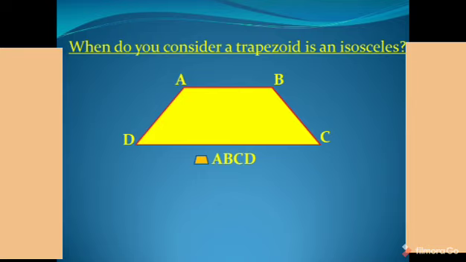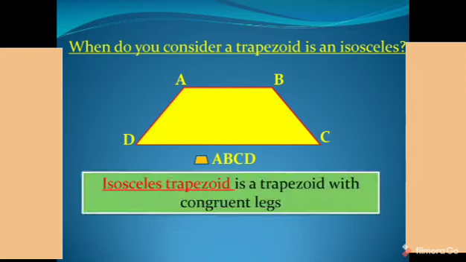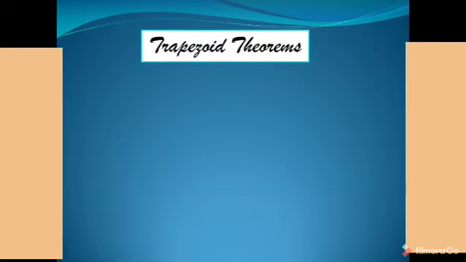Now, when do you consider a trapezoid an isosceles trapezoid? Look at our trapezoid ABCD. An isosceles trapezoid is a trapezoid with congruent legs. That is, segment AD and segment BC should be congruent for you to say that trapezoid ABCD is an isosceles trapezoid. Now let's proceed to the different theorems of a trapezoid.